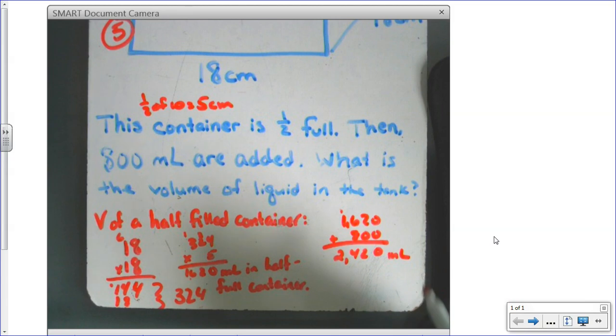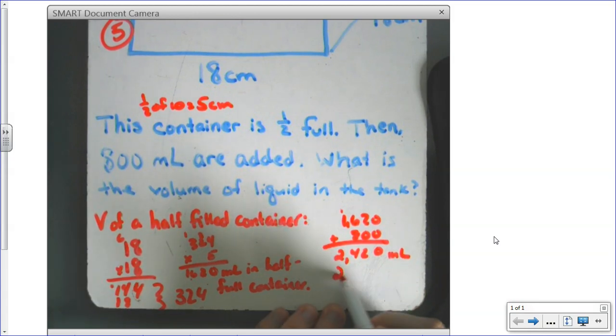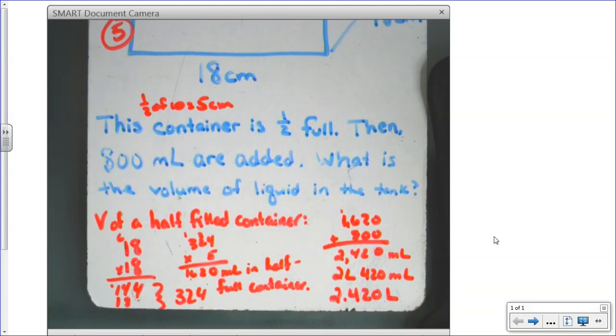Now let's say this question just doesn't want milliliters. Say this question wants liters and milliliters. Well, my answer is 2 liters, read up to the comma, 420 milliliters, or 2.420 liters, because I just moved my decimal point up to the place where that comma is. I could also write this as 2.42 liters, because I don't need this placeholder 0 in the thousandths place.